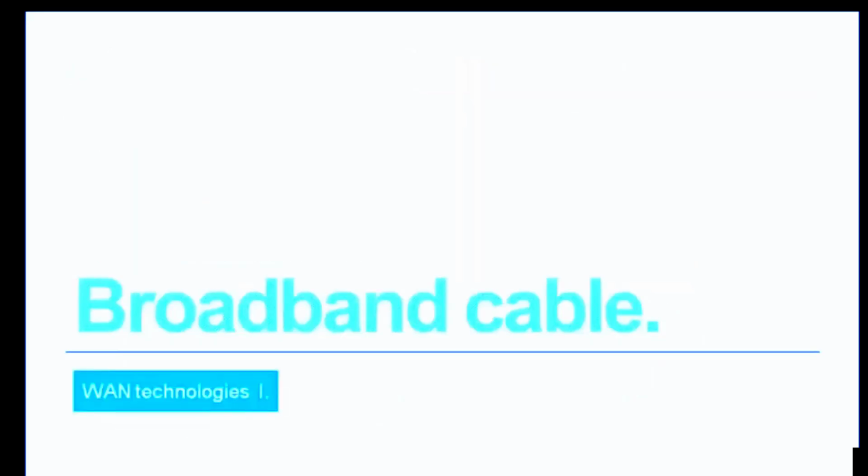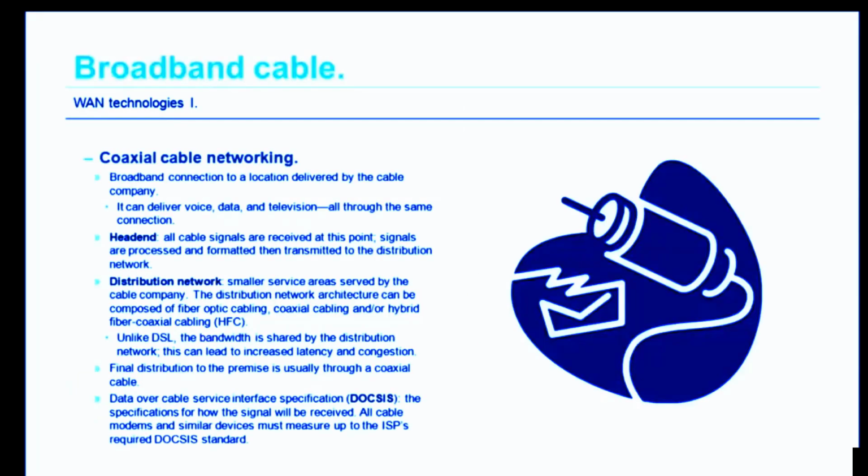Now that the PSTN is out of the way, let's move on to broadband cable. Broadband cable is coaxial cable networking. It's a broadband connection to a location delivered by the cable company. Broadband cable can deliver voice, data, and television all through the same connection.